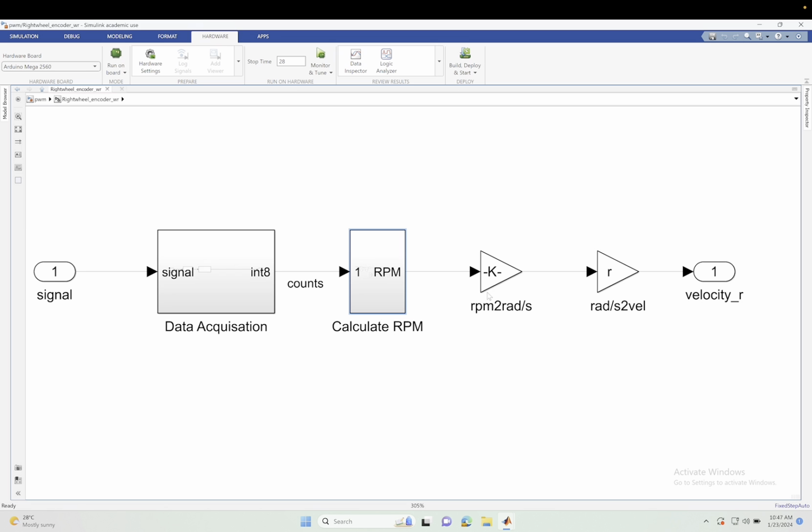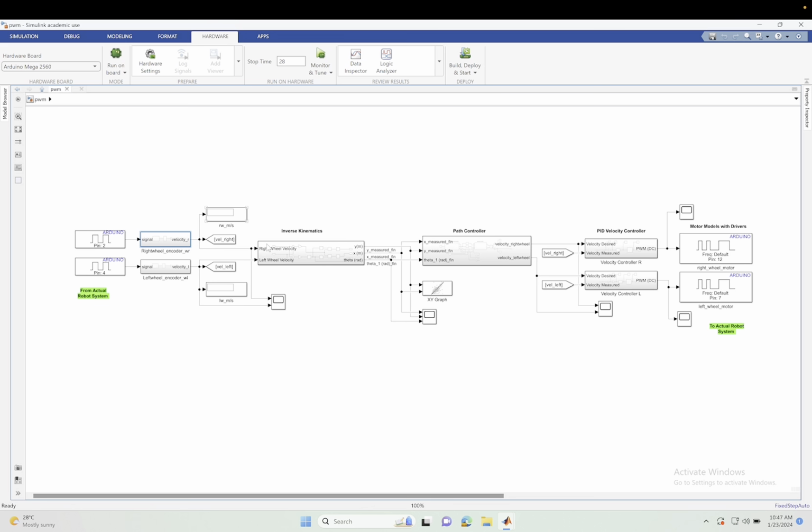Now going back, this is the setup of the encoder, and now that we've received the velocity from the encoder output, we feed these velocities. So now these become our actual measured velocities from the real robot as it moves. We capture them and put them into an inverse kinematics model, which helps us compute x, y, and theta of the actual robot. Then we feed them in as the measured values into our path controller.